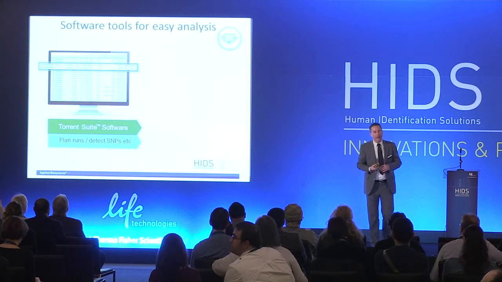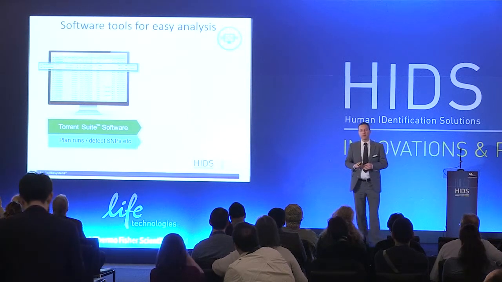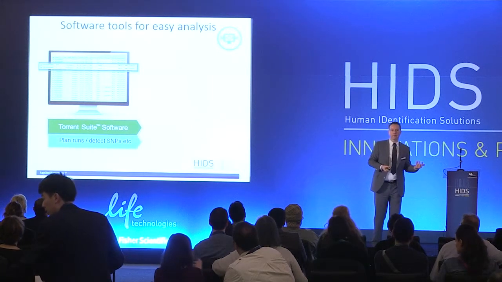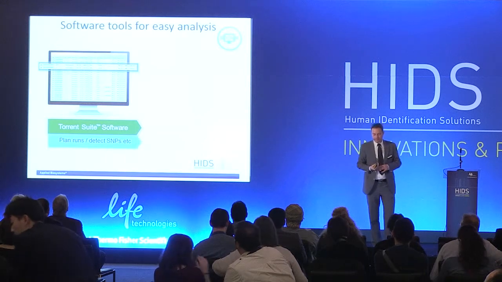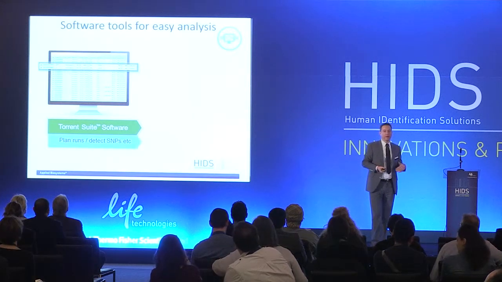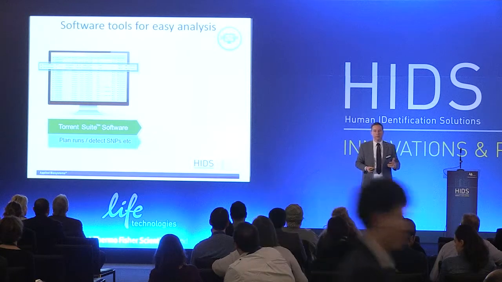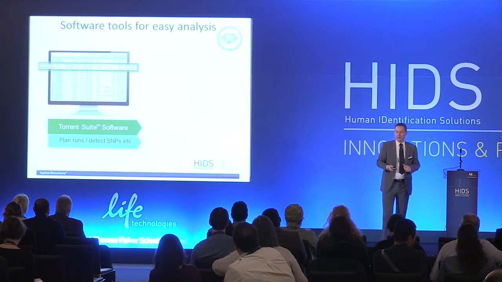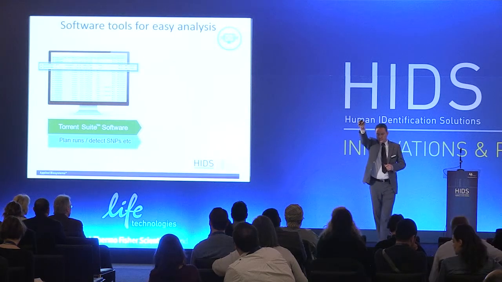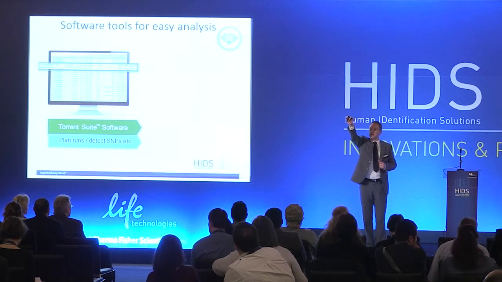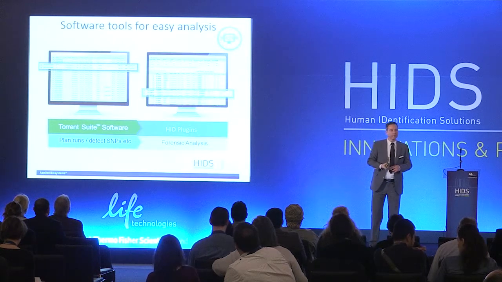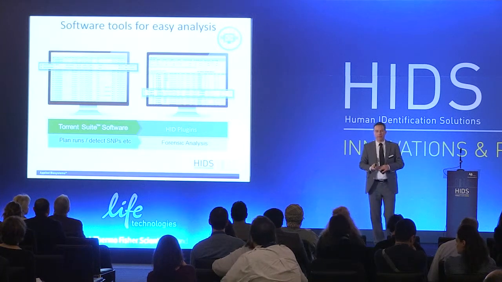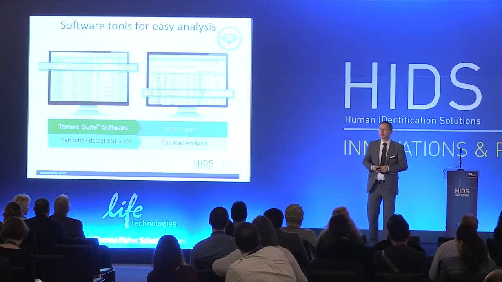Okay, software tools. There is the Torrent Suite, and maybe to give you an analogy, the Torrent Suite is something like the data collection software from capillary electrophoresis. Torrent Suite basically allows you to plan your runs, and it's also doing a basic data analysis, detecting your SNPs, detecting the variants. And then we have what we call the HID plugins, so they are an additional level of analysis software that are then, of course, aimed at the forensic analysis.